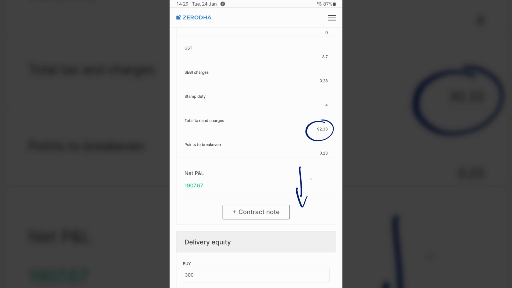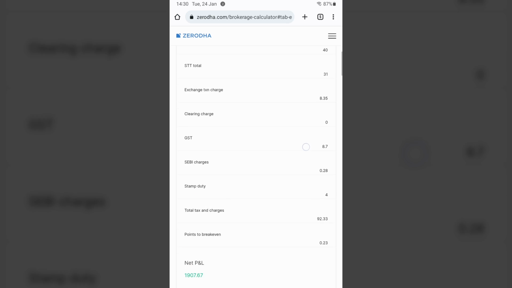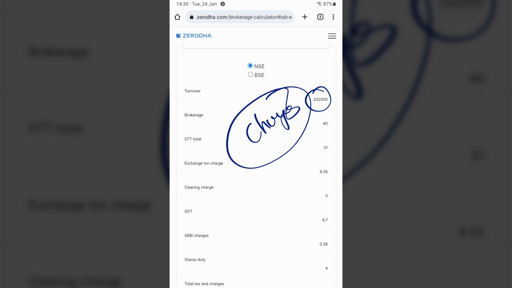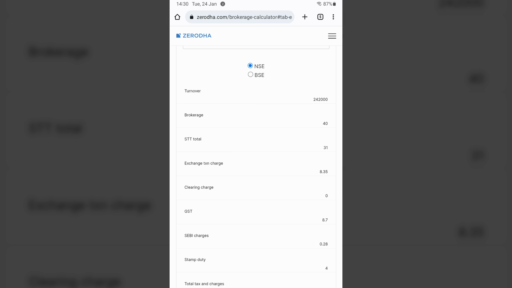Remember, in long term, for just 22,500 or thereabout, you paid 42 rupees as charges, and over here it's 92 rupees for a turnover of 2,42,000. So indeed the charges are much lesser for intraday, but hey, it's a risky thing. You are trading, you have to square off your position the same day.